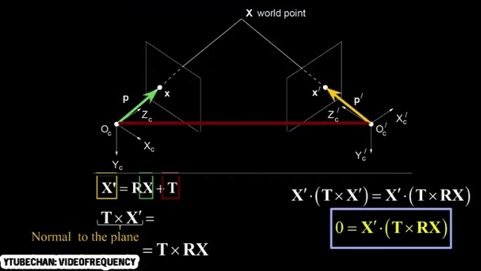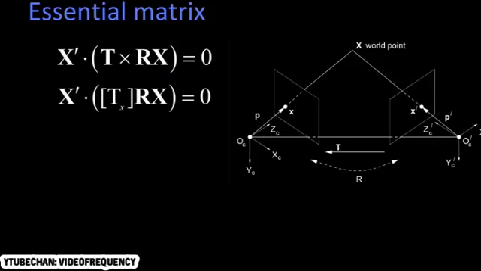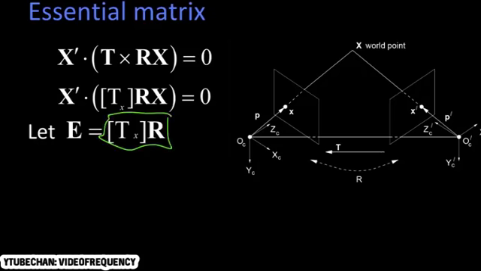Remember this equation? 0 is equal to x prime dot t cross Rx. We just rewrote that again. So now I can get rid of that whole cross product thing, right? And put that cool little funky cross product notation in there, right? All right? So let me do a substitution. I'm going to let E be just this T cross R. Okay, so it's just this substitution in here.